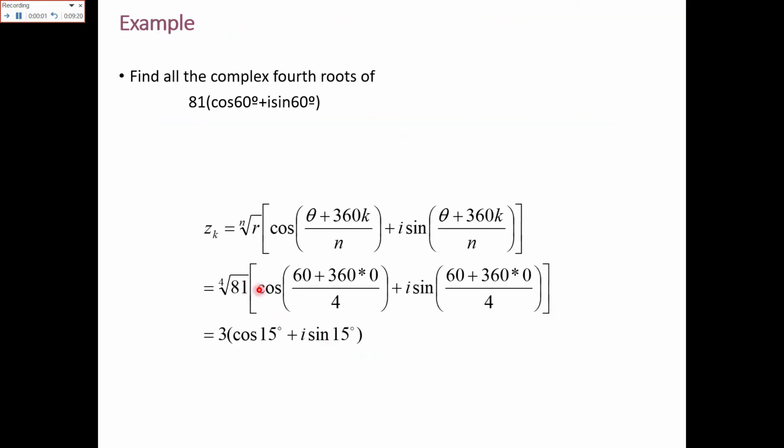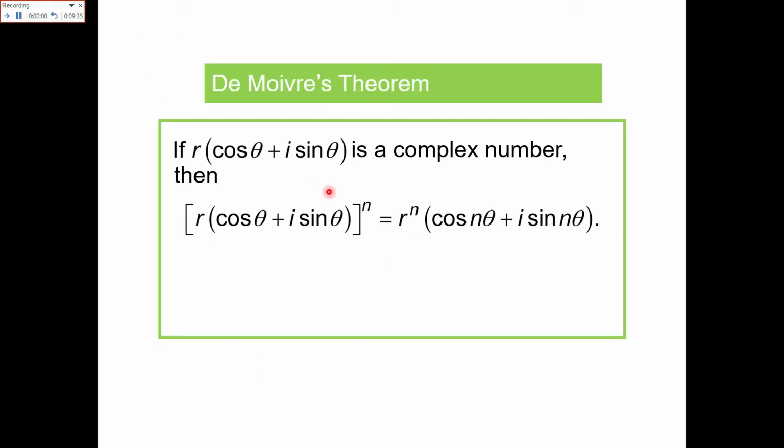Now we'll have z1. For z1, for k we will have 1. Similarly for z2, for k you have 2, and then 3 and so on. So that is how you will find the complex roots. Again, this is another definition of De Moivre's theorem.